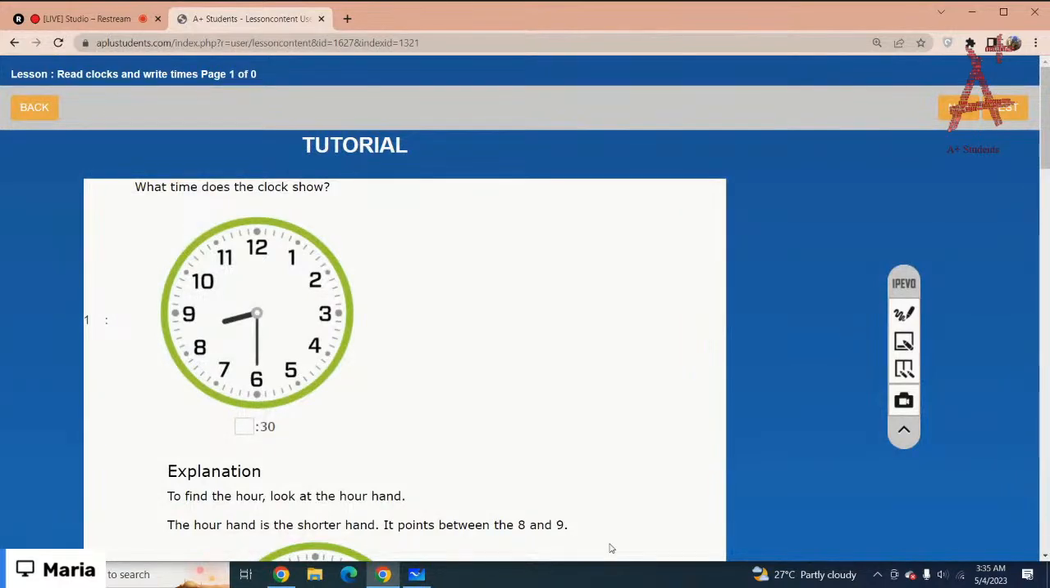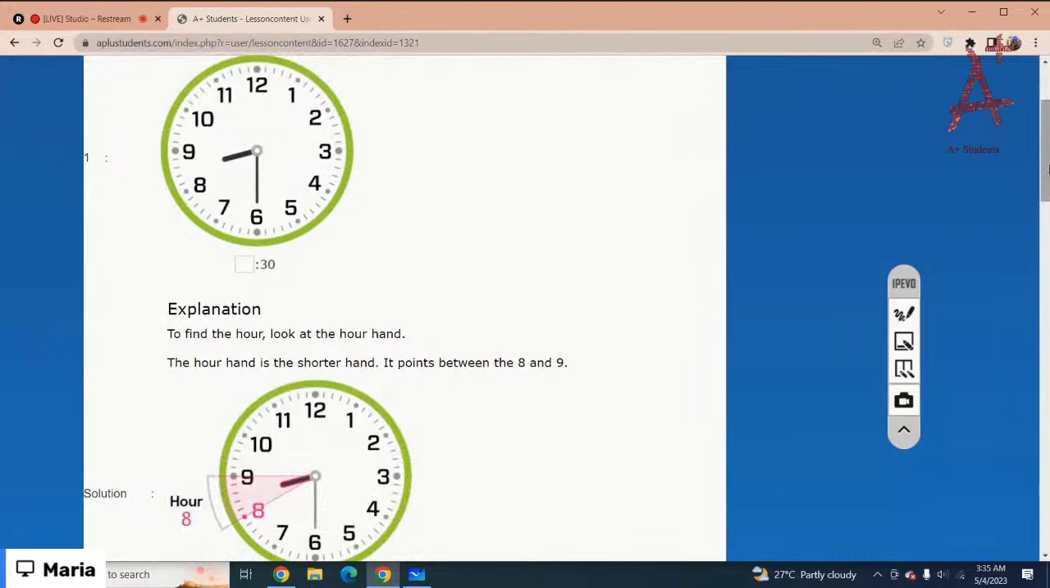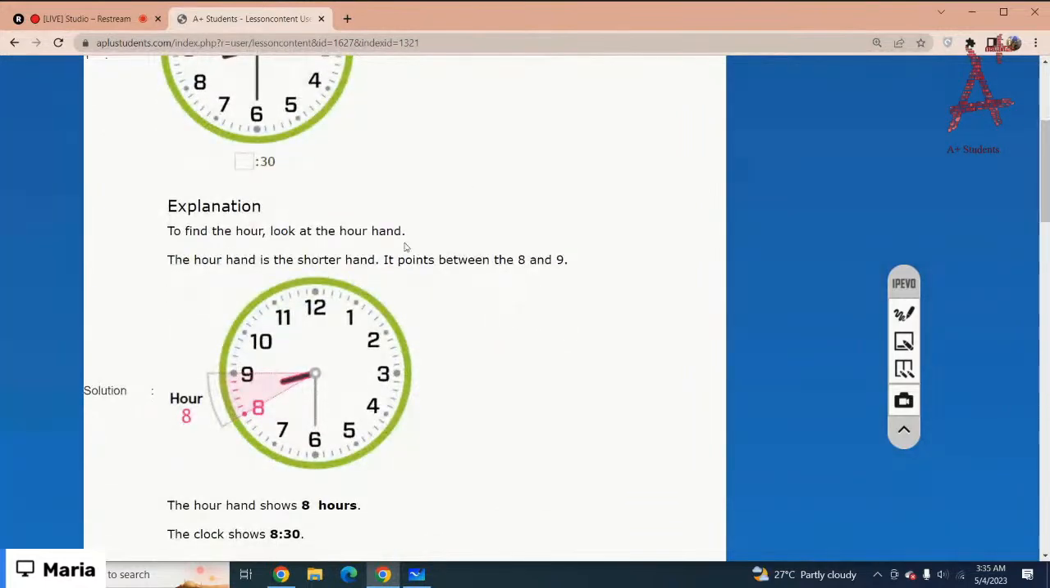Okay, so find the hour, look at the hour hand. The hour hand is the shorter hand. It points between 8 and 9. You can see here, the hour hand points between 8 and 9. Got it? That means the hour hand is at 8, so it would be 8 hours.